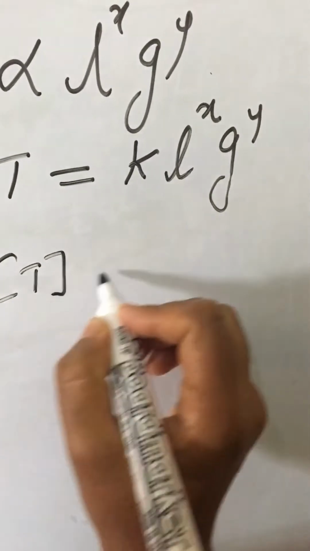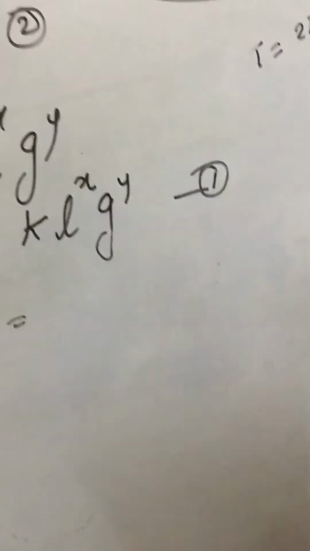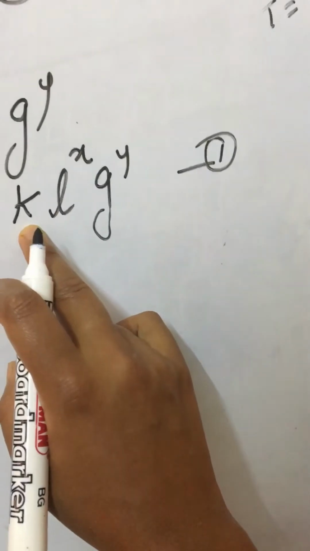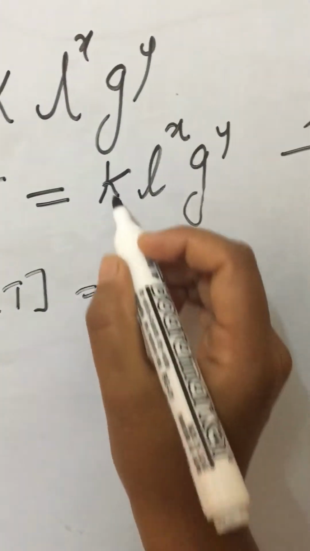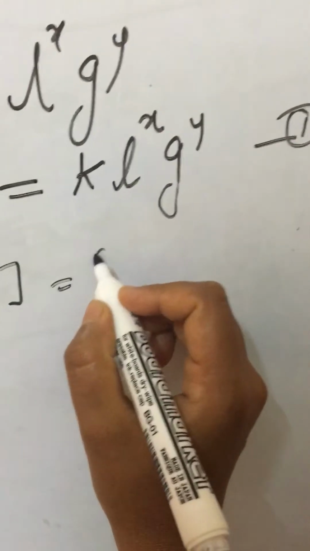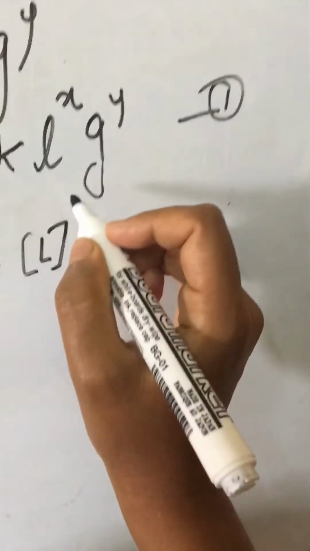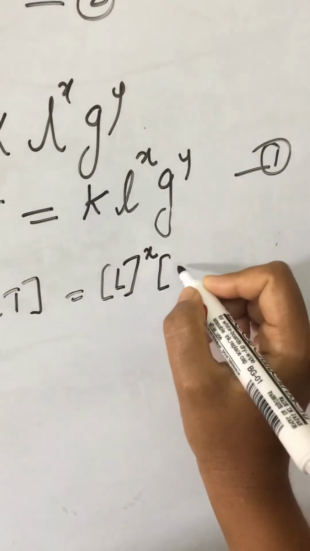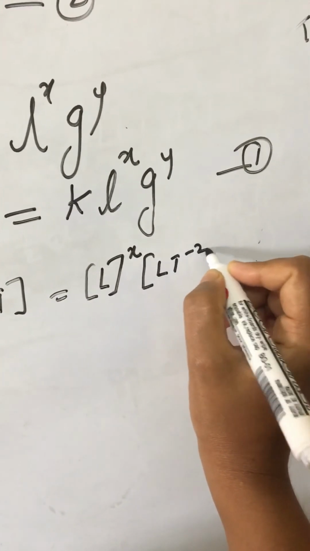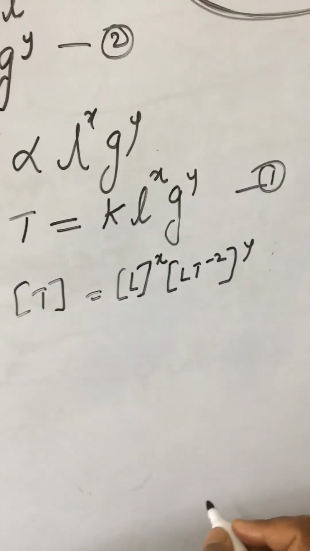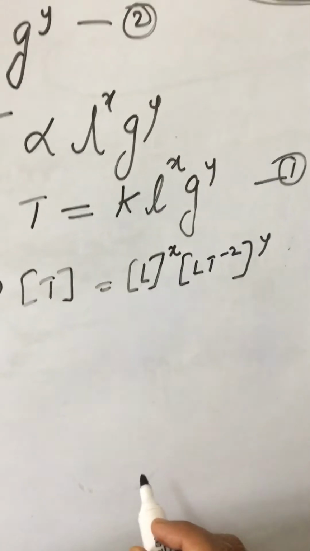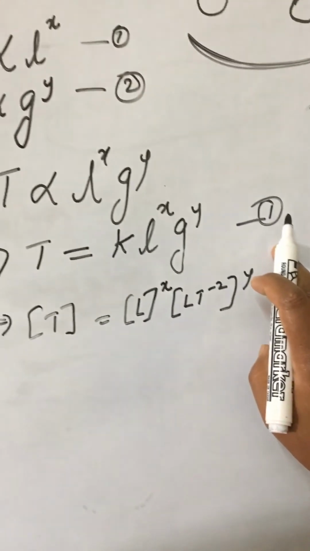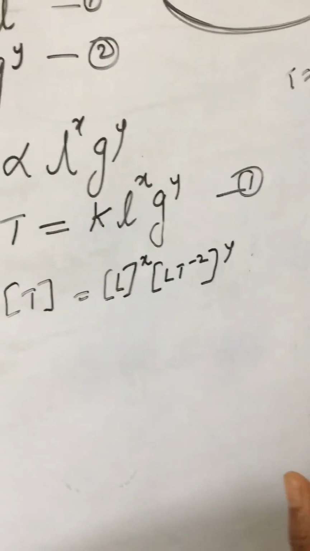Now if we check the dimension of this, the dimension of T is T, right? What is the dimension of k? It is a constant, so it does not have any dimension, so we don't need to write it. L is what? Length, right? x is there in the power, so we need to write it as it is. Then g is L t to the power minus 2, and this is y. Now we are going to find out the values of x and y, then substitute in equation number 1 and we'll get the relation. This is the basic idea behind it.